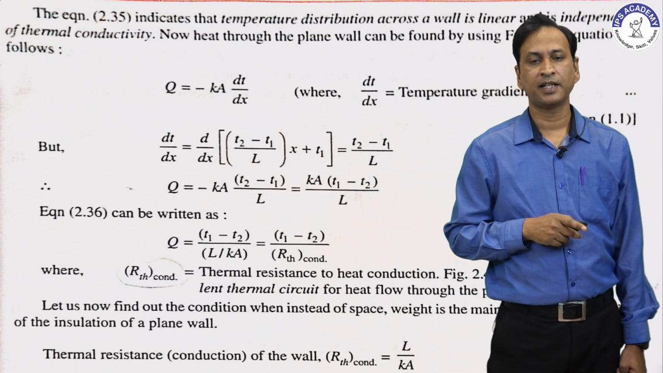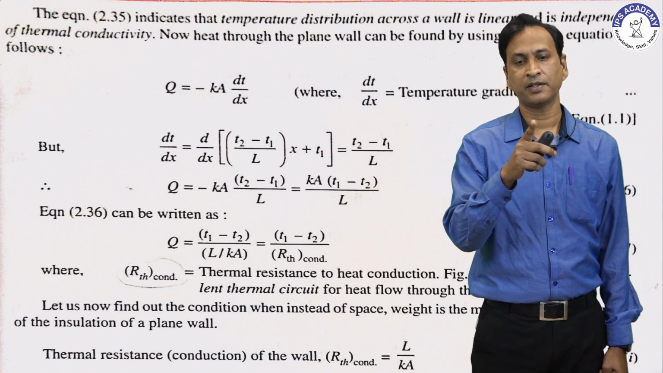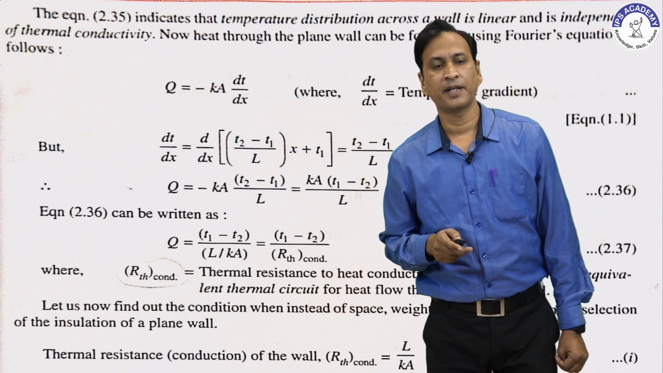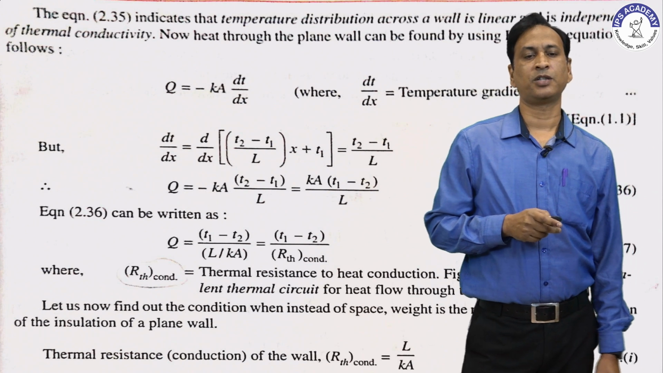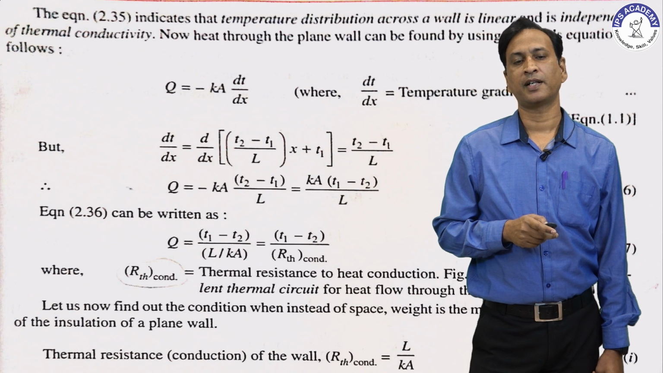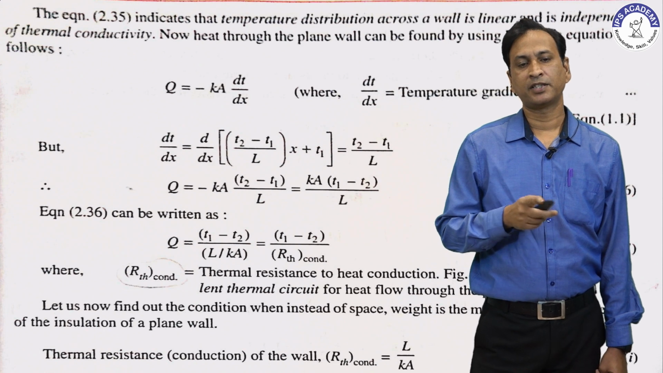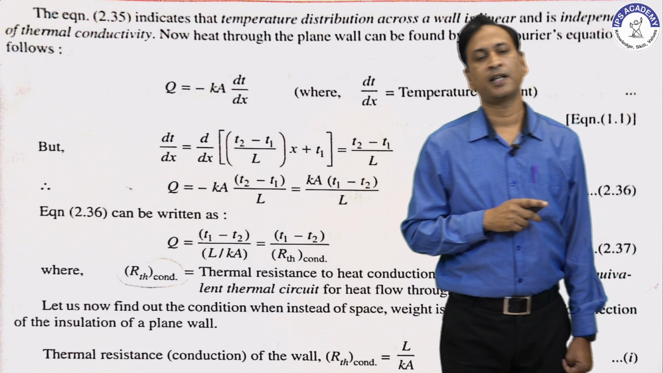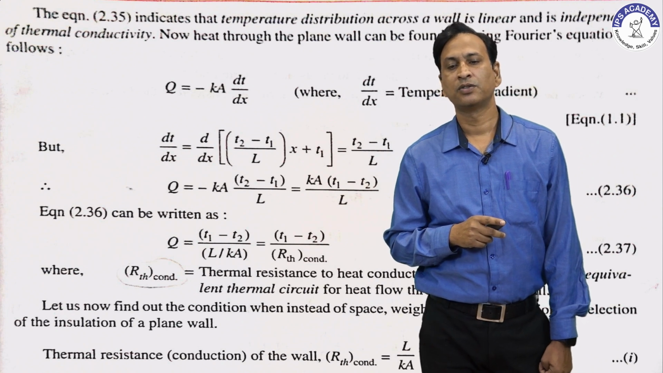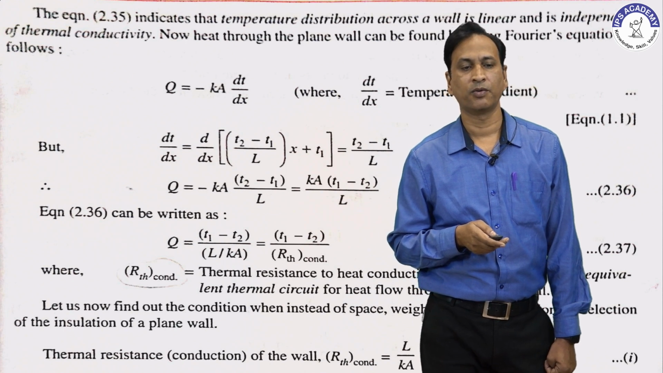Then the minus sign can be absorbed: T2 minus T1 becomes T1 minus T2, so the minus sign is positive. Equation 2.36 can be written as Q is equal to T1 minus T2 upon L upon K A, which equals T1 minus T2 upon R_TH. The value of L upon K A is the thermal resistance of conduction, where R_TH is the thermal resistance of heat conduction. Figure 2.4 shows the equivalent thermal circuit of heat flow through a plane wall.